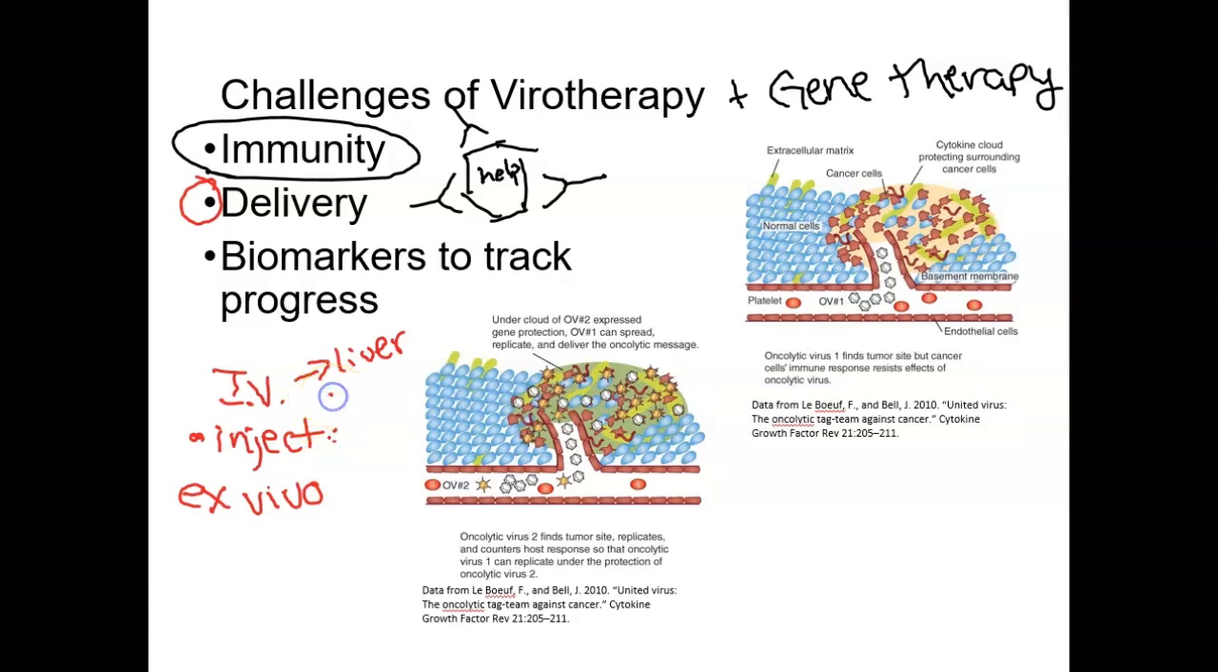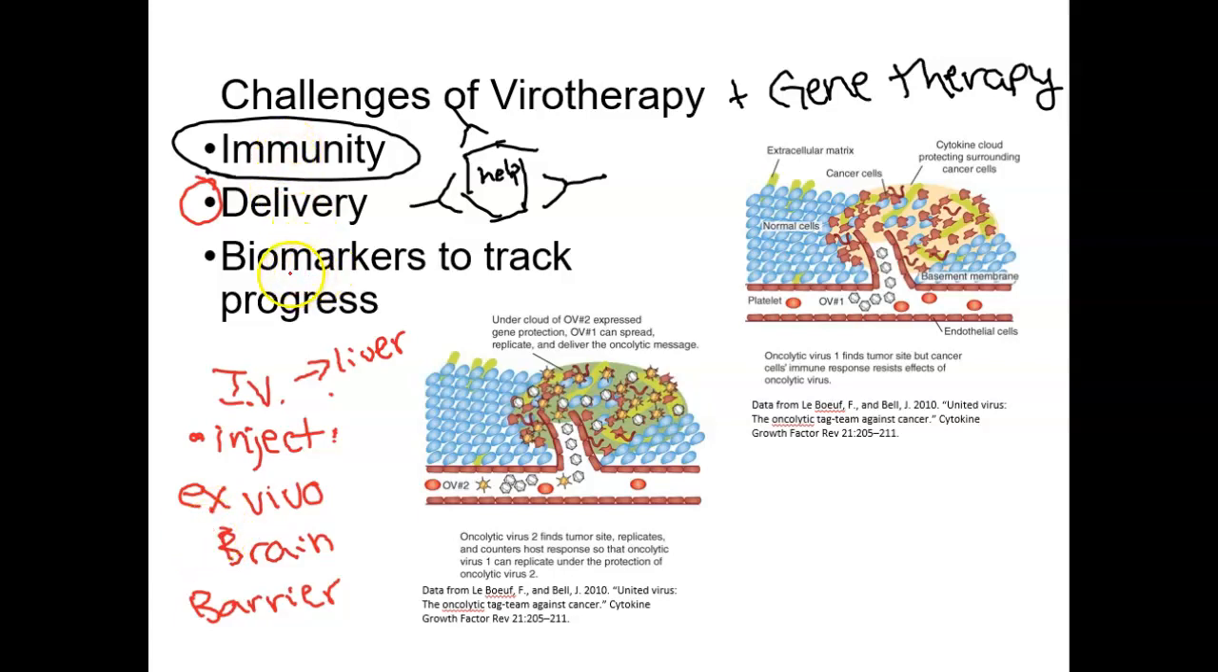Some problems with IV and injection are the blood-brain barrier. So there's a really good viral file in your book talking about the blood-brain barrier. And so if you have a brain tumor, you can't give the medication IV because the blood-brain barrier will block it. None of it will get into the brain where it needs to go. So that means you need to drill a hole through the person's skull and inject it into the tumor, which is obviously not something that's done lightly.